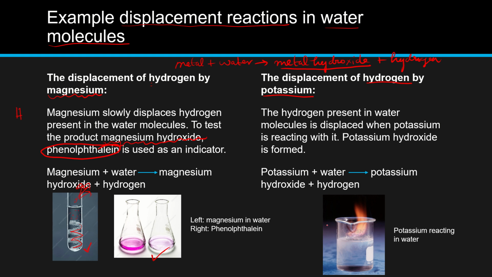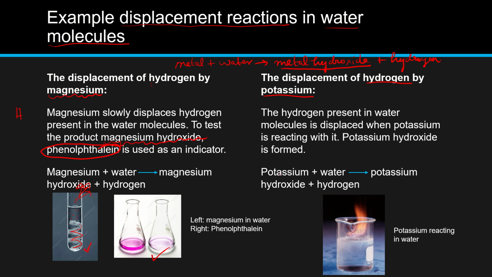That's why it's the most reactive element in the reactivity series. It's the first, if you can remember. So hydrogen, which is not as reactive as potassium, is displaced by potassium because potassium is more reactive than hydrogen.